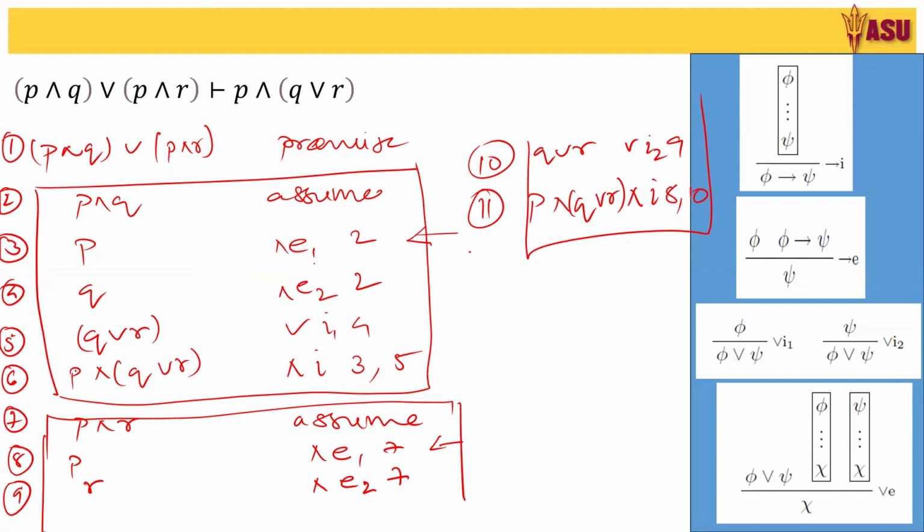From 6 and 11, I can conclude P and Q or R by using the OR elimination rule. So what all am I using? 1, comma, 2 to 6, comma, 7 to 11. Hence, I've proved this. So this is how you go about doing your and, or introductions and eliminations, or proving your natural deductions for the formulas.